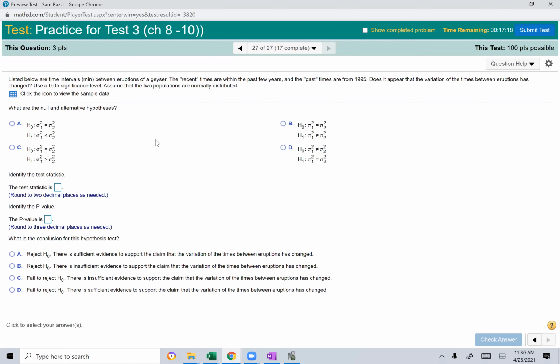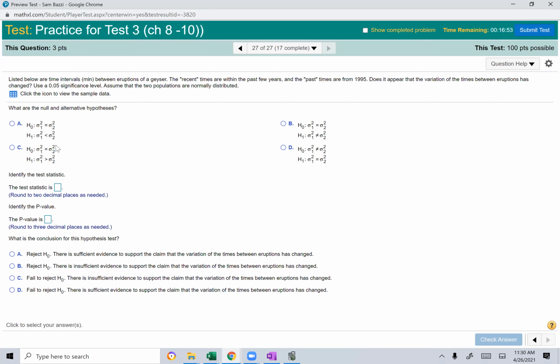This is section 10.3. Listed below are time intervals between eruptions of a geyser. The recent times are within the past few years, and the past times are from 1995. Does it appear that the variation of the times between eruptions has changed? Has it changed, guys, means it could be positive or could be negative, so it means not equal to. Remember, change means not equal to.